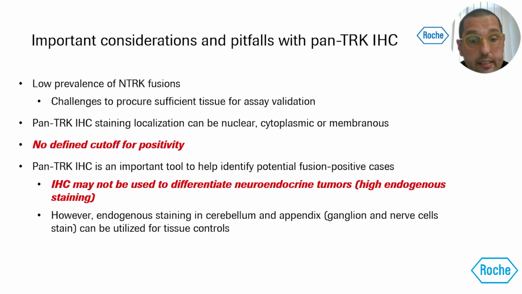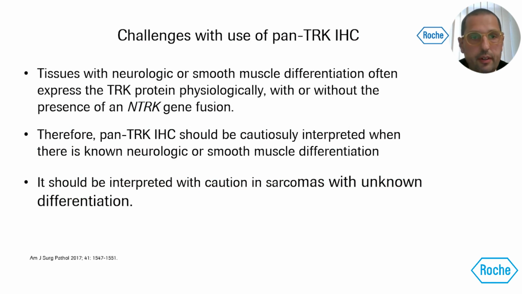However, endogenous staining in cerebellum and appendix, mainly ganglion and nerve cells, can be utilized for tissue controls. Also, tissues that have a neurological or smooth muscle differentiation frequently may have a genuine NTRK expression without the presence of NTRK gene fusions on the confirmatory tests. That's why pan-Trk immunohistochemistry should be cautiously interpreted when there is no neurologic or smooth muscle differentiation in a certain tumor. Of course, it should also be cautiously interpreted in sarcomas with unknown differentiation.